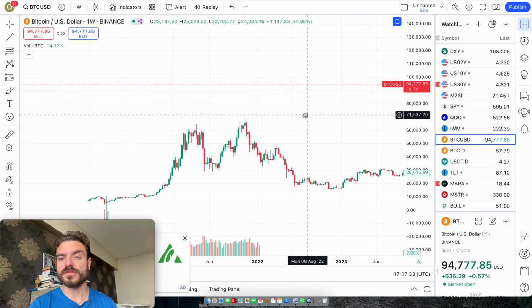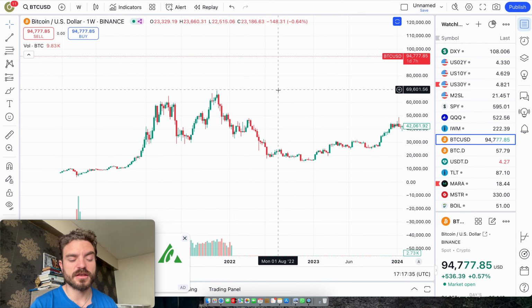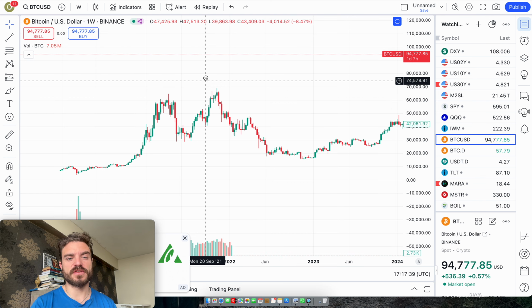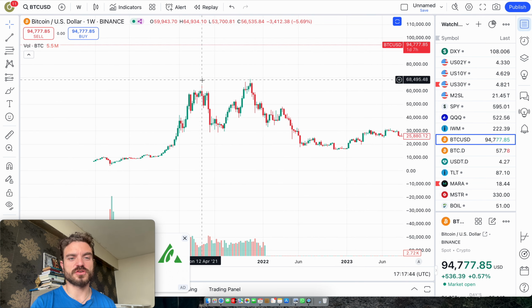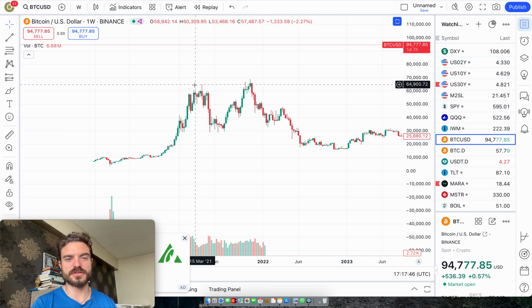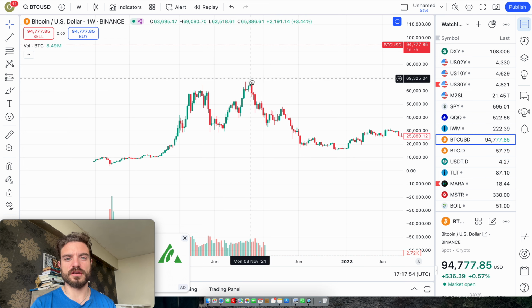What we care about is what happened in the past when Bitcoin topped. Let's look at that. Let's investigate. So the two topping dates that we can assume based on the price here were the week of April 12th, and the week of November 8th, 2021.